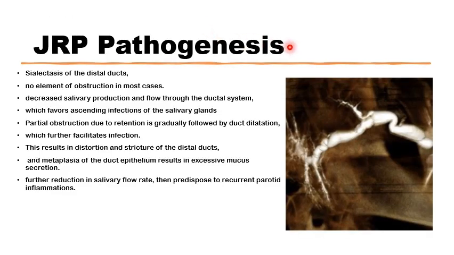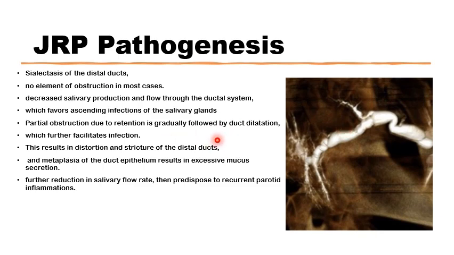How does the disease develop? The most significant element in the development of the disease is the dilatation of the parotid duct. This sialectasis, perhaps combined with decreased salivary production as well, would favor ascending infection of the parotid gland through the oral cavity. This would cause partial obstruction of the ducts with mucus plugs sometimes, or debris or inflammatory exudate, and this would result in further dilatation due to the kinking or the partial obstruction of the duct.